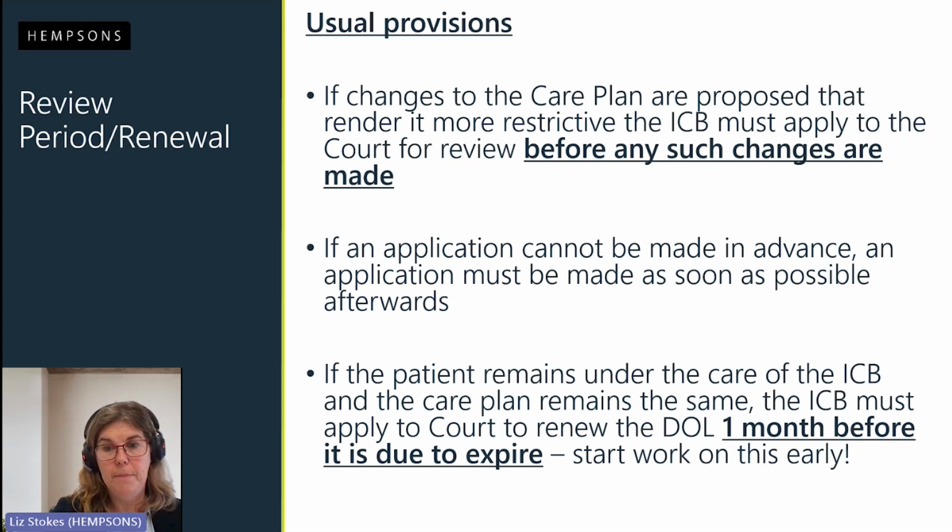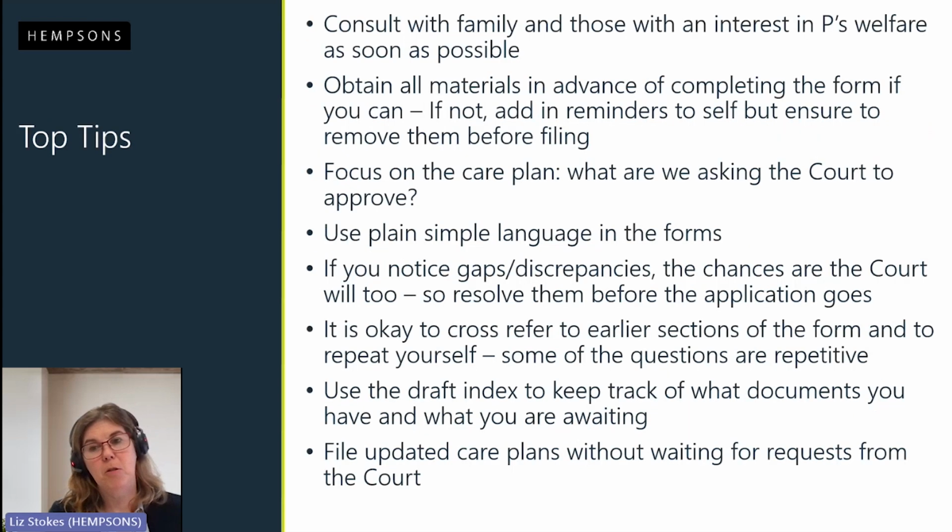So finally, top tips. From a practical point of view, we're aware of issues that come up again and again in terms of completing the application. And the bits within the application that cause delay, I mentioned before that engaging with a 1.2 rep, particularly where they are families or other people, can cause some delay. So the top tip is clearly consult with the family and those involved with P's welfare as soon as possible.